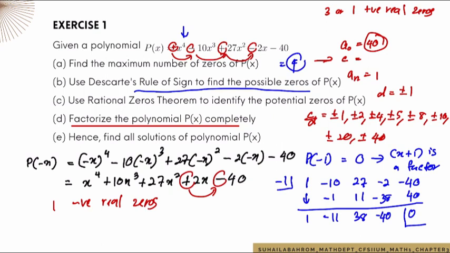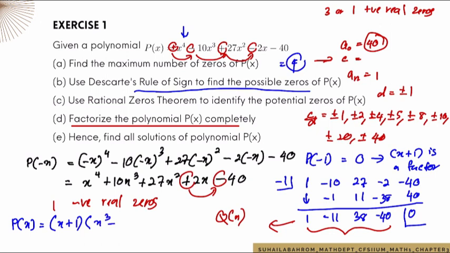So what do the values 1, negative 11, 38, and negative 40 stand for? These are the coefficients of our quotient. So once you know the quotient here, you can arrange the answer in the form of P(x) equals, since you are using the divisor of x plus 1, we will put the divisor first, and then we can put the coefficients of the quotient, which is x cubed minus 11x squared plus 38x minus 40. So this is the quotient, and of course the remainder is 0.